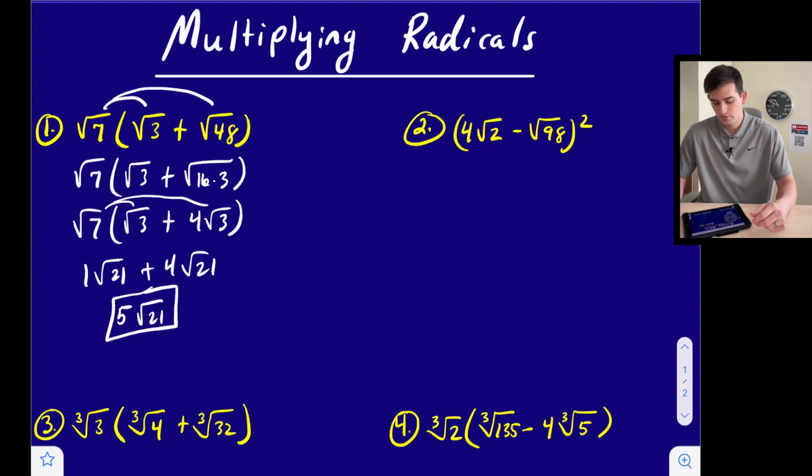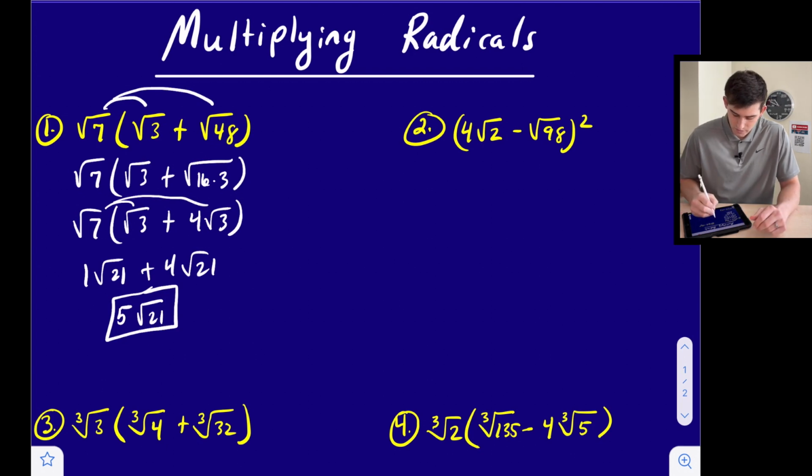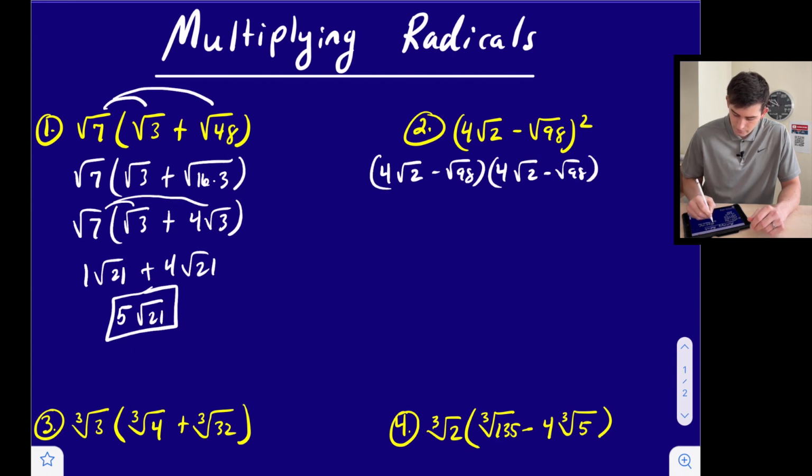All right, look at number 2. We have 4 root 2 minus the square root of 98, squared. So this is the square of a binomial. So remember, we can write it out as 2 binomials, and we can FOIL, right? So 4 root 2 minus root 98, and let's FOIL. So first we're going to do 4 root 2 times 4 root 2, so 4 times 4 is 16, and root 2 times root 2 would be root 4.